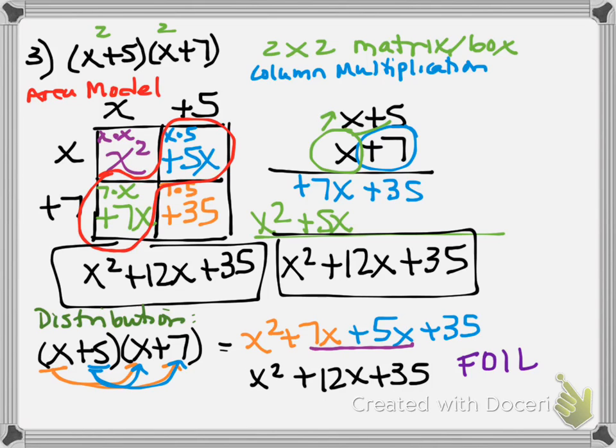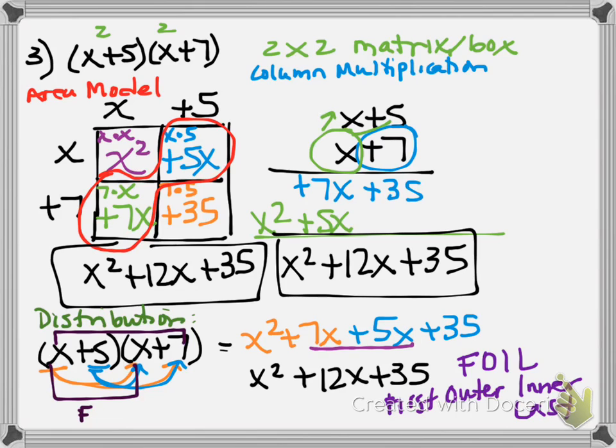And what FOIL stands for is first, outer, inner, last. And so, and I'll color these up. When they're saying first, they want you to multiply first term times first term. That's your F. Then they want to do outer, which is going to be first term times the last term of the other guy. That's your outer.